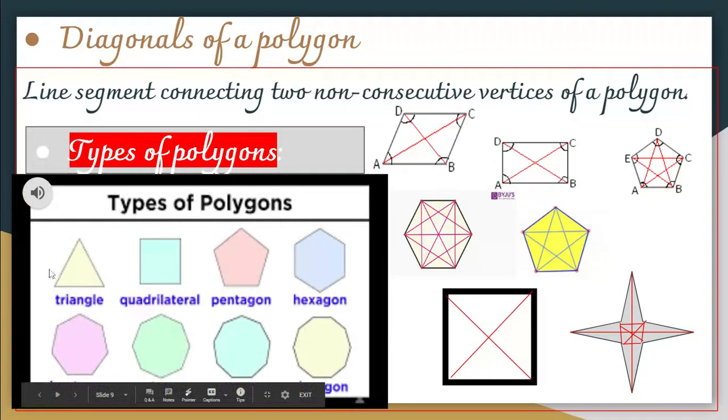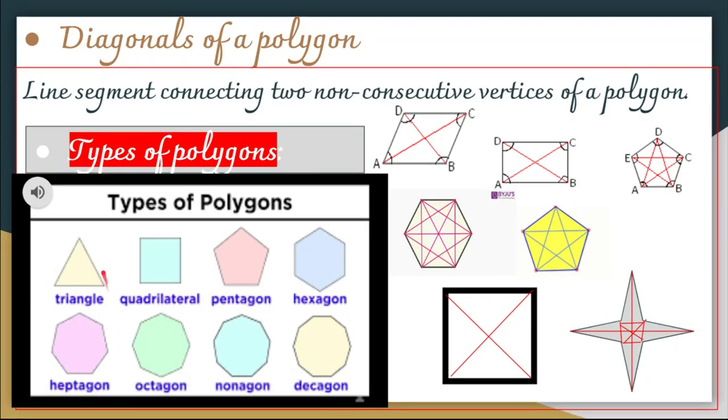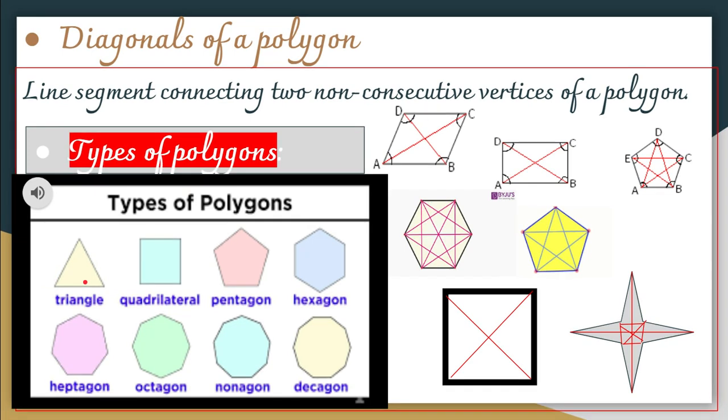So now, a polygon with three sides. What is it called? It is called a triangle, isn't it? Here three angles and three sides are there, right? Now how many diagonals does a triangle have? Does a triangle have any diagonal?